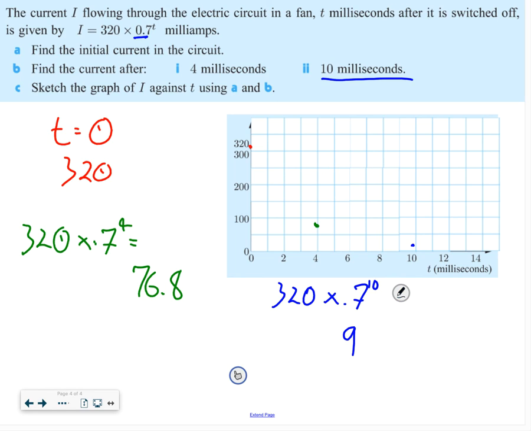As we draw this out, it's going to reach our asymptote here at 0. That is going to slowly lose its current over time there.